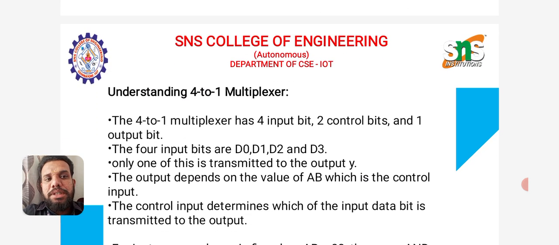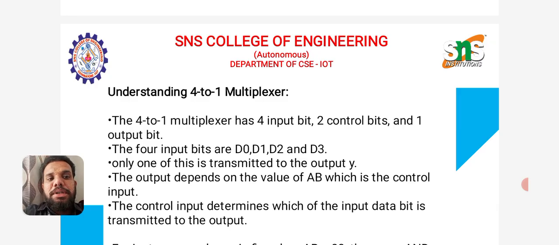Understanding the 4:1 multiplexer. We already said that a multiplexer has many inputs and a single output, but here we take the example of 4 inputs and 1 output, the 4:1 multiplexer. It has 4 input bits and 1 output bit, and the output is selected using 2 control bits. The 4 input bits are D0, D1, D2 and D3. Only one of these is transmitted to the output Y.